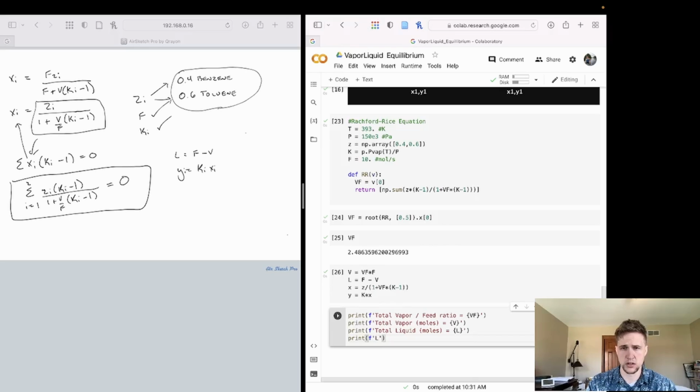So let's see here, liquid. What do we want to call it? Just liquid composition. Yeah, we could say liquid composition is fine. And then equals our x. And then we can say what is our vapor composition? And that is going to equal our y.